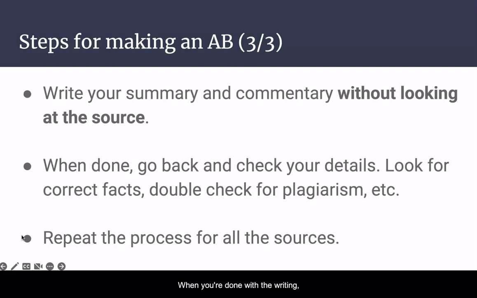When you're done with the writing, then you can go back and check the details and make sure that you got the facts correct, that you included everything you want to include, and make sure you didn't accidentally plagiarize anything. And then just go back and repeat that process for all the sources. Notice I don't have make a citation in this list because I suggested you already do that back on the last set of steps. So you should already have those citations, and once you write the annotations, then you're all finished.